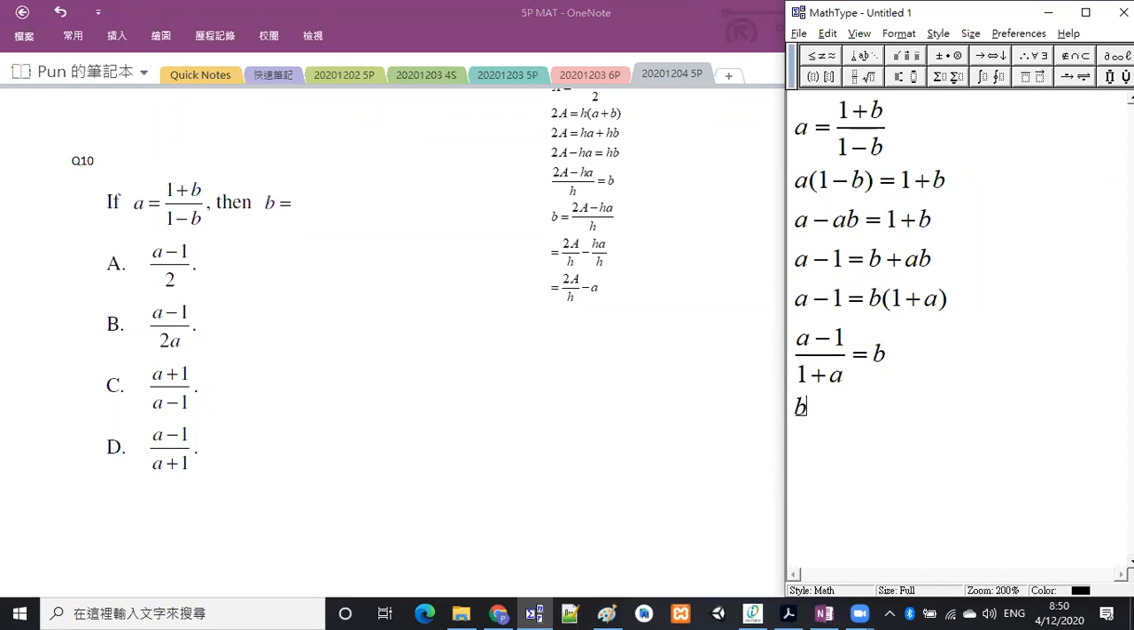And write one more step such that the subject is on the left. A minus 1 over 1 plus A. Okay? And is there any answer? Well, actually, it is exactly equal to A minus 1 over A plus 1, right? Because 1 plus A and A plus 1 can be swapped. Okay? So it is option D.